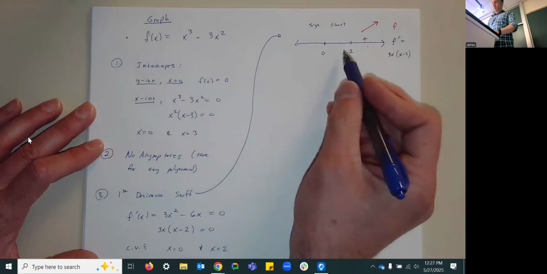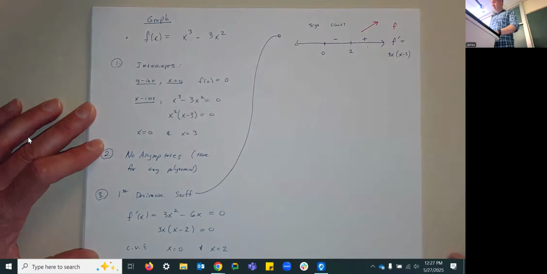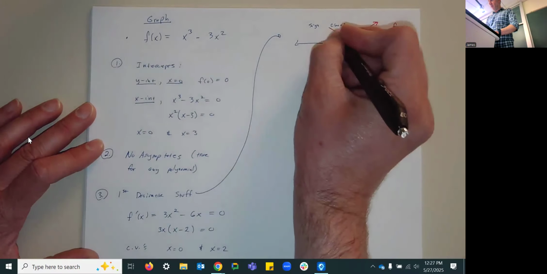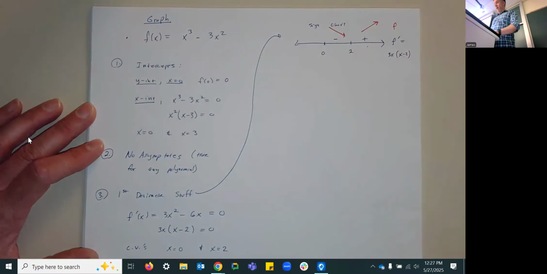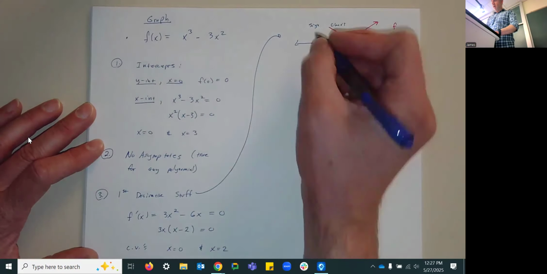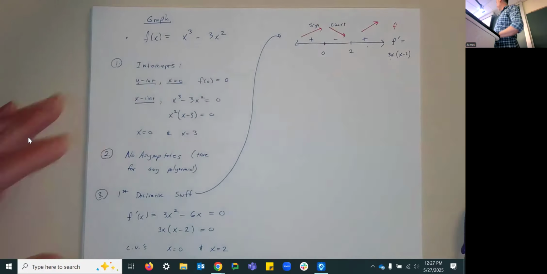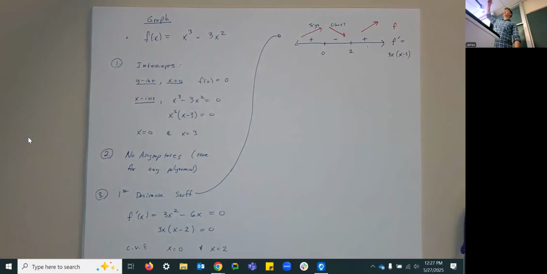Between 0 and 2, pick 1, positive, negative. The whole thing's negative, so it's going to be decreasing on that interval. And finally, over here, left of 0, we could pick negative 3. That's going to be a negative times a negative, which is positive overall. And so our function is doing that kind of deal. We know it's going to be increasing and then decreasing and then increasing.